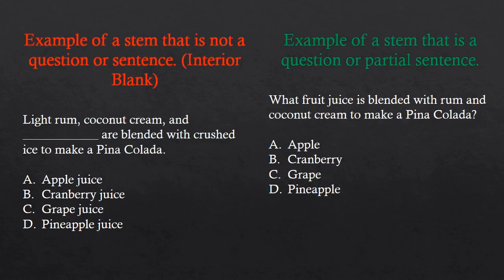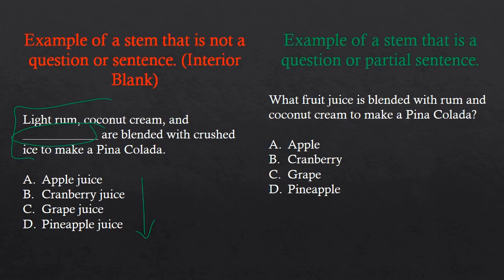The STEM should consist of a complete question so that the student can focus on responding to that question. This is related to cognitive load, and responding with an answer is easier than looking at the different alternatives that could fit in with an existing structure. In the example on the left, we have the interior blank, where the students are asked to select the answer that fits. Light rum, coconut cream, and blank are blended with crushed ice to make a pina colada. The students have to go through the different responses in order to determine which one fits best.